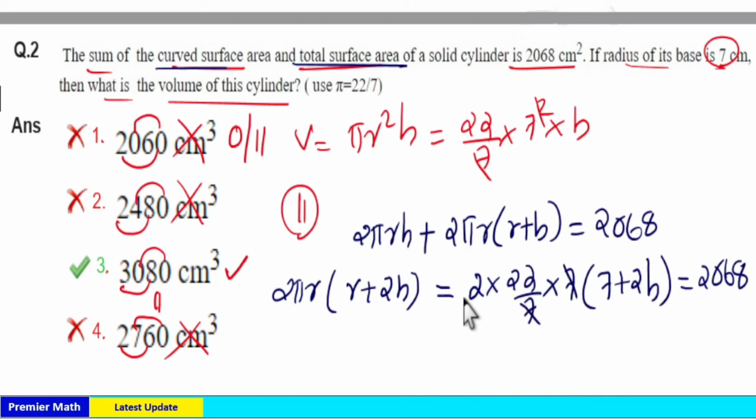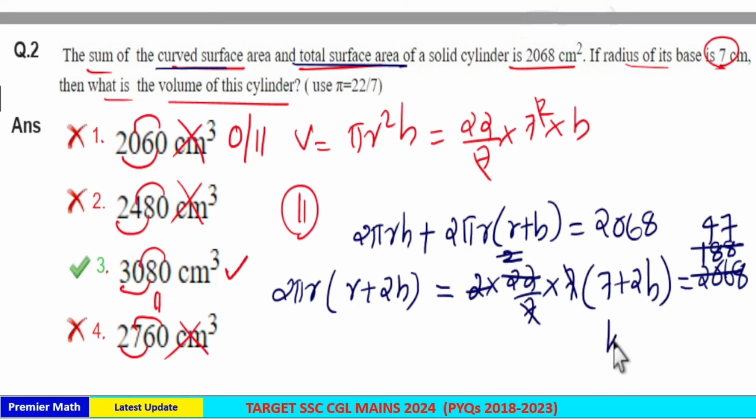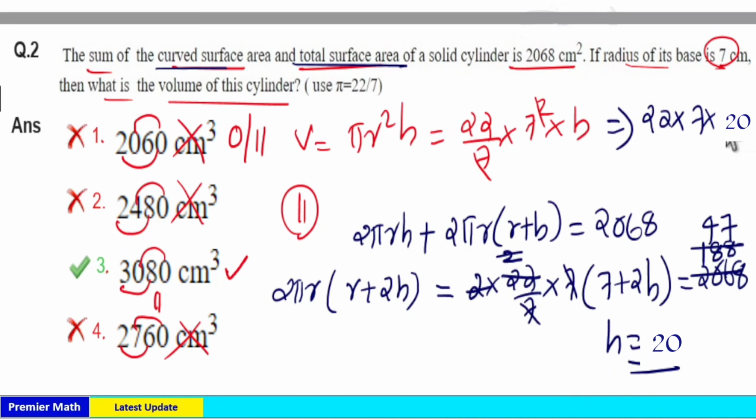7 cancel. Now 11 goes 2 times in 22, 11 goes 1 time in 20, 8 times in 96, 8 times in 88. 2 into 2, 4. 4 goes 4 times in 16, remaining 2. 4 goes 7 times in 28. So here 7 plus 2h is 47 means 2h is equal to 40. Then h is equal to 20 here. Then volume is equal to 22 into 7 into 20, which is 3080 here. So option 3 is your answer.